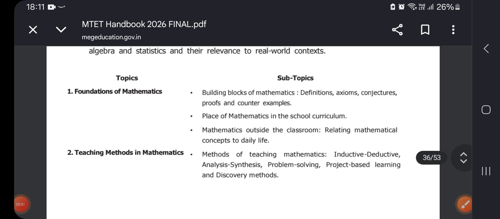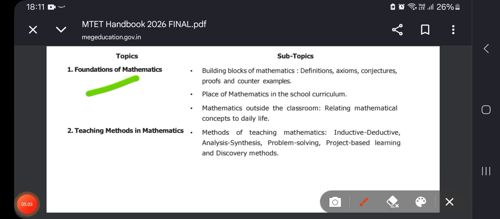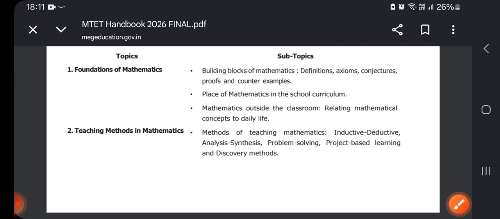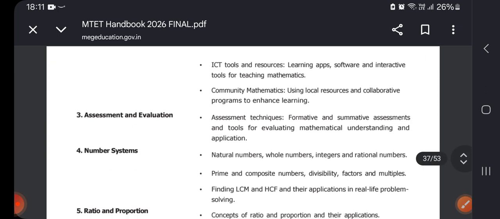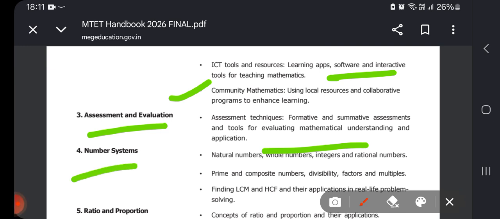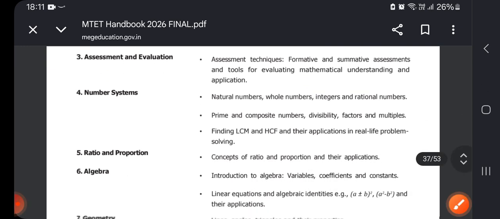So coming to maths: foundation of mathematics, building blocks, definitions, axioms, conjectures, place of mathematics, mathematics outside the classroom, teaching methods in mathematics, problem-solving methods, project learning, discovery methods and all. ICT will come. And then mathematics assessment, evaluation, types of assessment, formative, summative assessment, tools of assessment, number system. So these are basically the topics which will come.